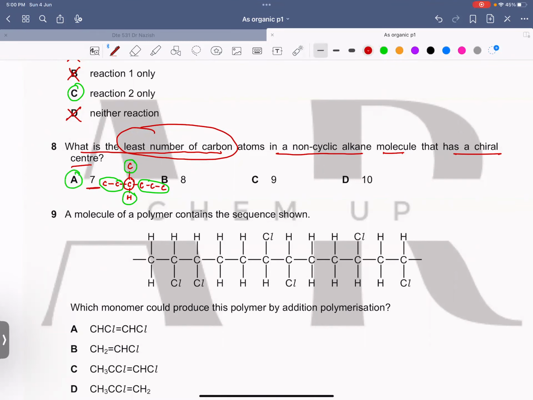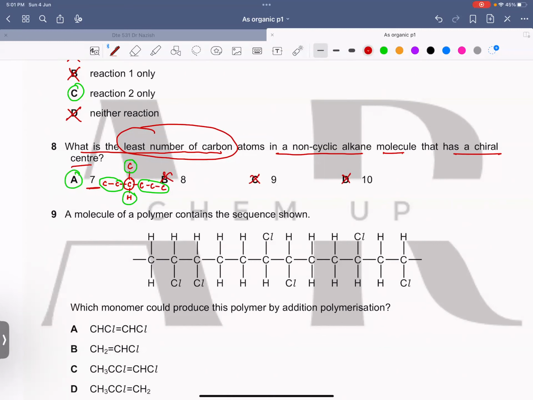And the rest of the options would be wrong. Obviously, they would make a chiral center. Their structures can also have chiral centers, but these are not the structures with the least number of carbons among these options, because the smallest number is 7. Is this clear?